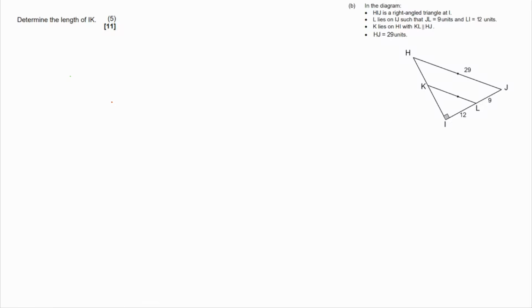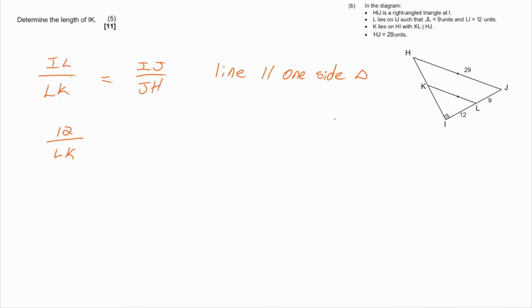So essentially what I'm going to be doing is saying that IL over LK is equal to IJ over JH. The reason there is line parallel one side triangle. So IL I know is 12. LK is what I'm trying to find because I'm trying to do Pythag over here to find IK. And I know that IJ for this whole thing is 21, 12 plus 9. And then JH was just given as 29.